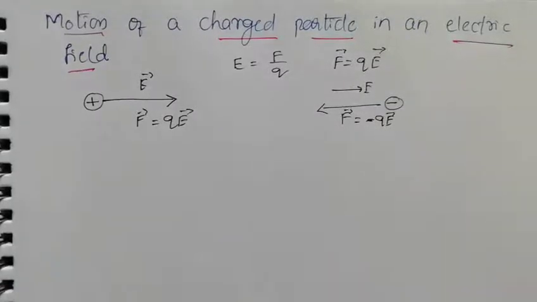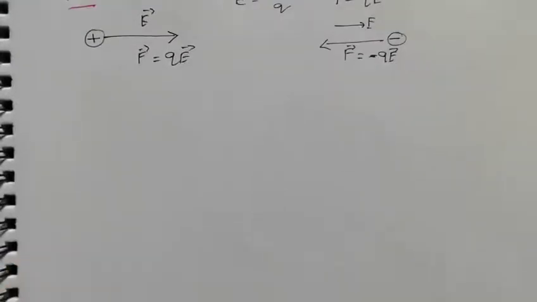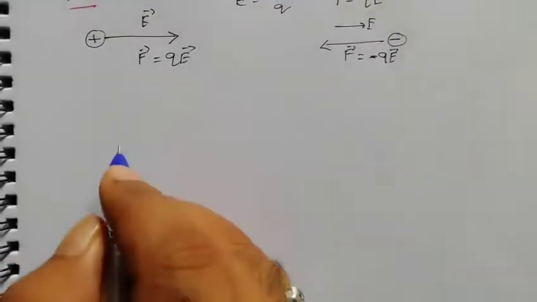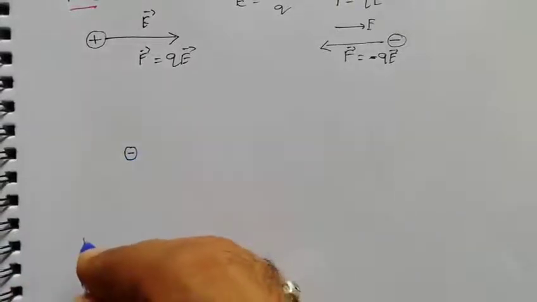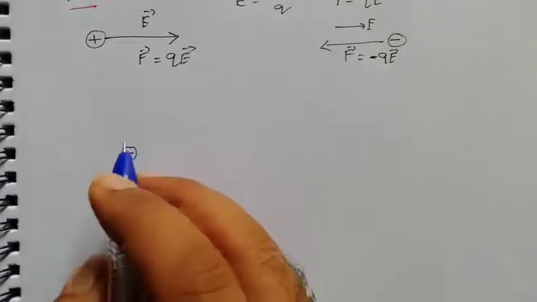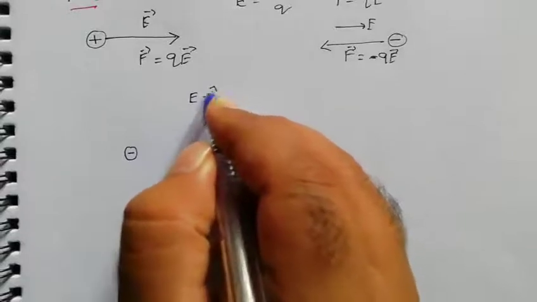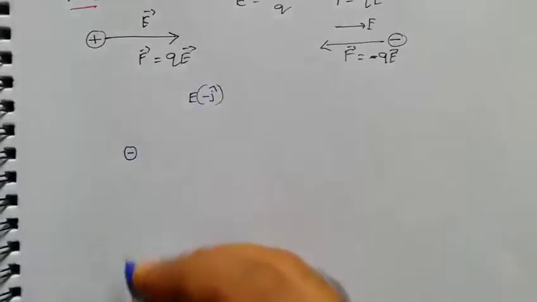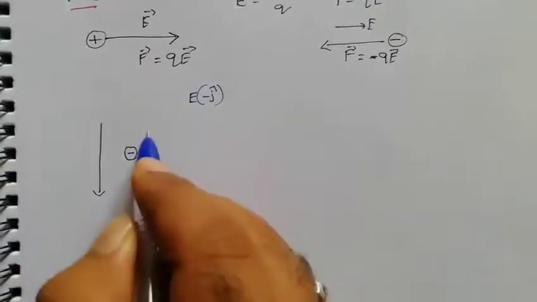Now let us take a simple case. Consider a negatively charged particle kept in a uniform electric field. Electric field is along minus j cap, meaning downward direction along the negative y-axis. So electric field is in this direction now.